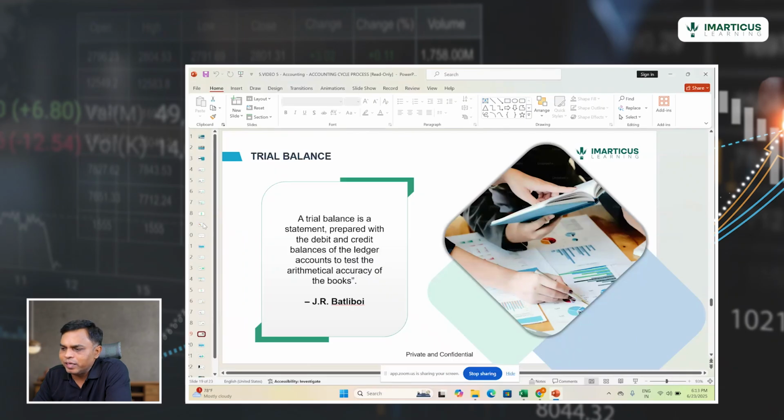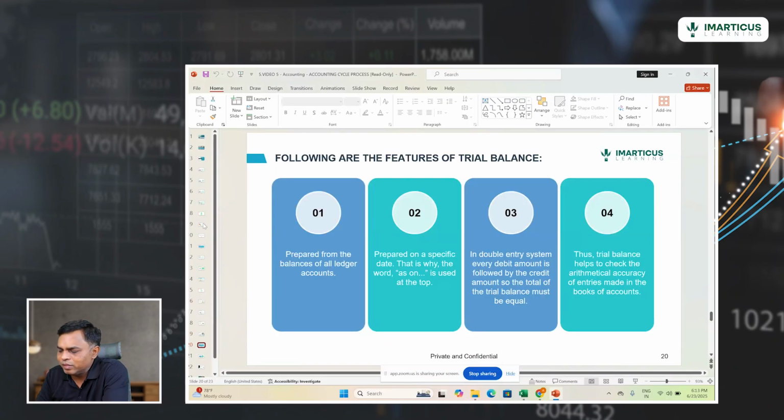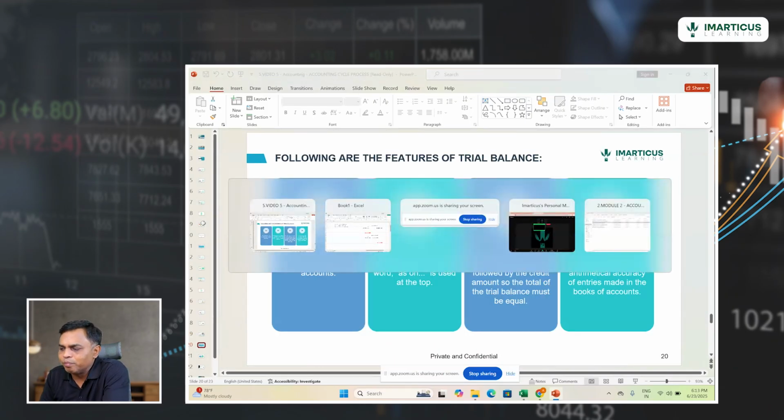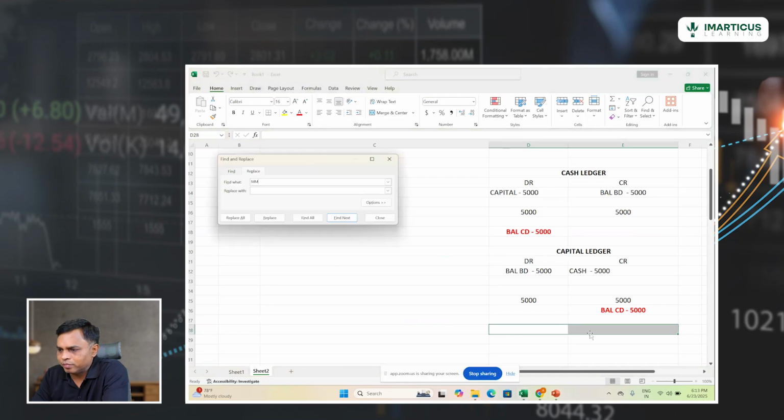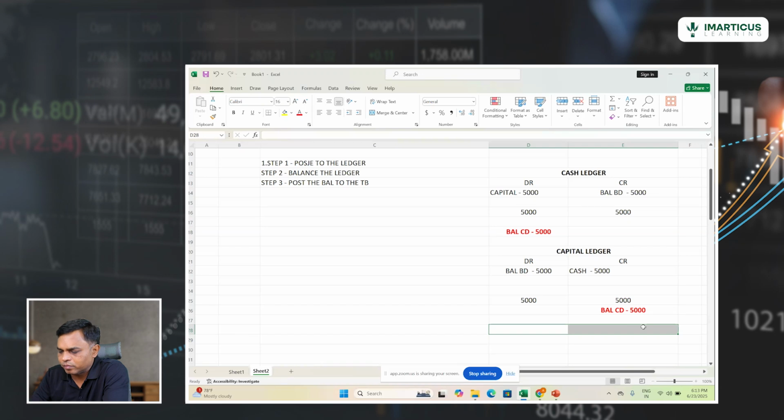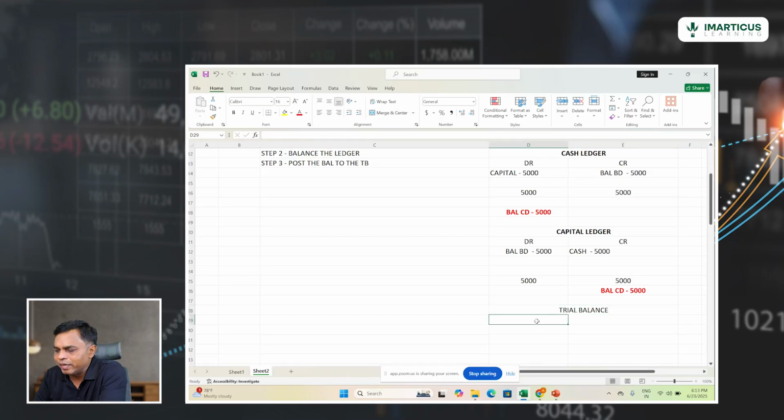Then we need to prepare the trial balance. To prepare the trial balance, the balances have to be moved to it. Let's say we prepare a trial balance here, and the trial balance will also have two sides: a debit side and a credit side.